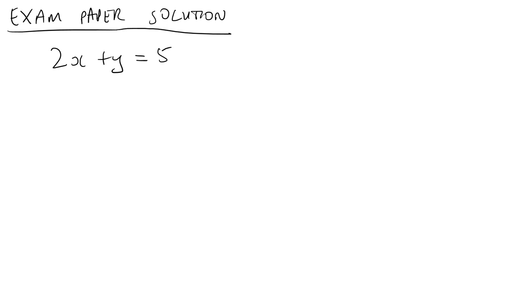So, starting off, we identify the linear equation in the question, and we get x on its own or y on its own. In this case, it was much easier to get y on its own. Take away 2x on this side, and you're left with y. Take away 2x on this side, you're left with 5 minus 2x.